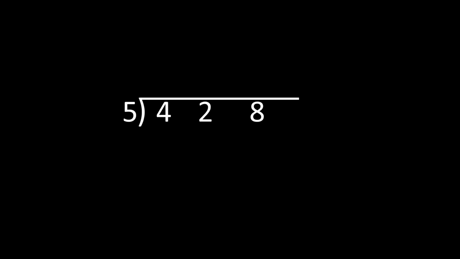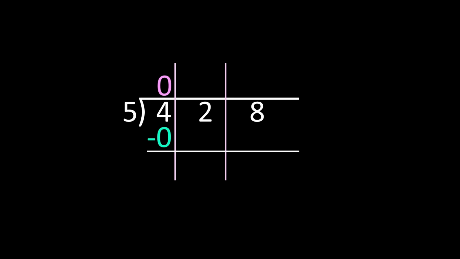In this example, I have 428 divided by 5. The first thing I'm going to do is draw lines separating each of my digits so that I can concentrate on one section of the problem at a time. I'll start with 4 divided by 5 in that first section. 4 divided by 5 is 0. After I divide, I multiply. 0 times 5 is 0. Then we subtract. 4 minus 0 is 4. And instead of bringing down, we're going to bring the 4 up into the next section of the problem.